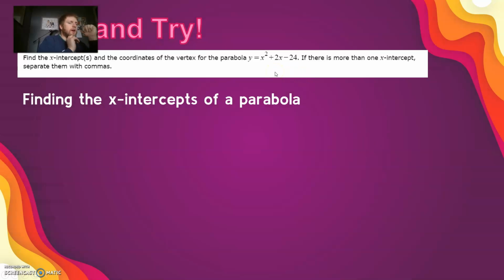All right, so I want you to try this as well. Take a moment, see if you can find the x and y intercepts and the vertex for this parabola as is instructed here. Go ahead and give that a try.